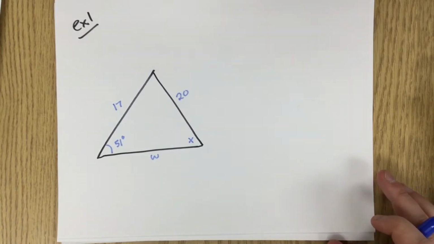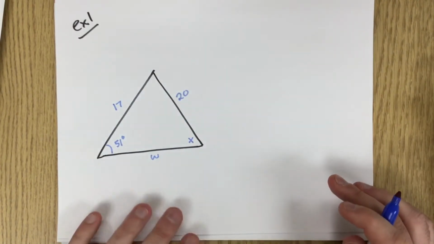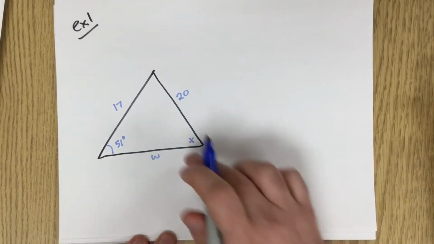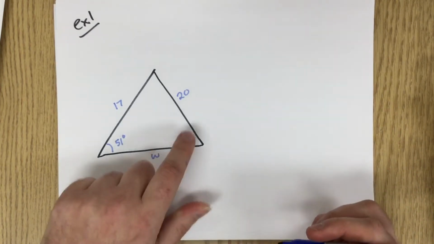So now we're going to do sine law. Well, we're going to get to an actual example. This is where stuff is going to happen. So we're trying to find an angle. So this is going to be sine law. We're going to put that on top.